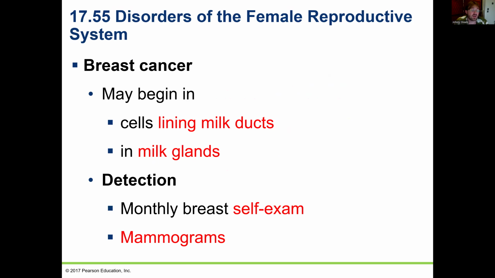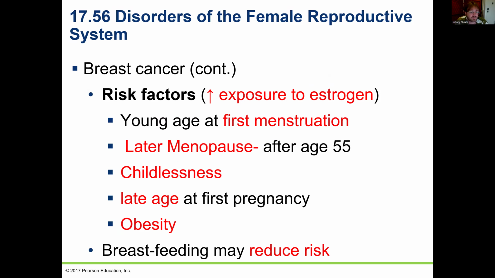Now, breast cancer. This can begin in a couple different regions. Most common are going to be the cells lining the milk ducts inside of the milk glands. So this is why monthly breast exams are very important for individuals. You should self-inspect. You should also get checked at your doctor pretty regularly, pretty much from puberty onwards. It's similar to the testicular test that men are supposed to do.